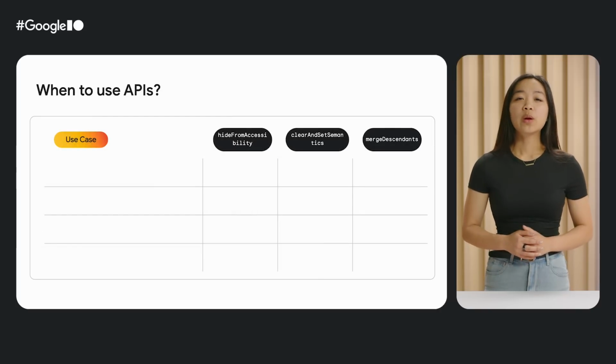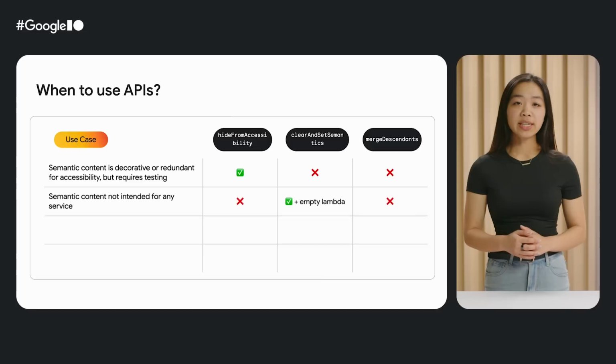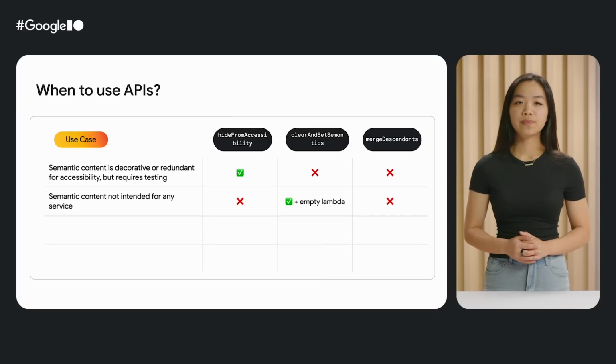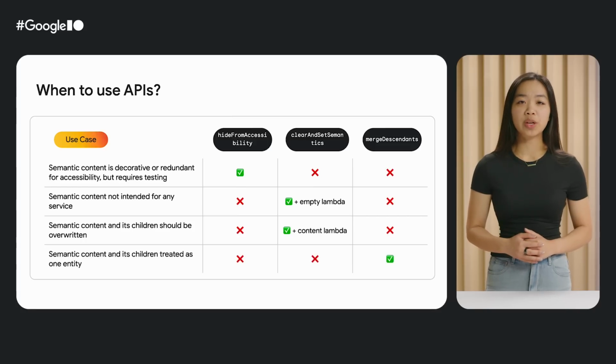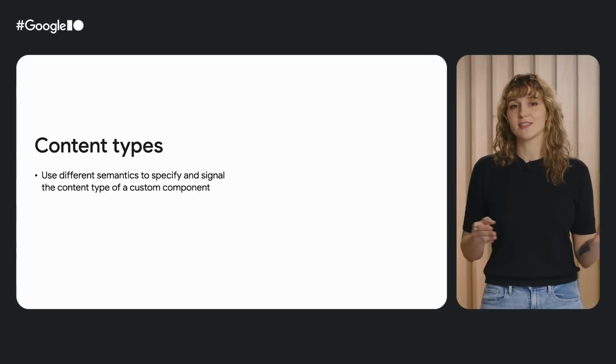We've covered quite a few APIs and concepts. To recap, when content is not intended to be used by accessibility services, use Hide from Accessibility when it is possibly decorative or redundant, but still must be tested. Use clear and set semantics with an empty lambda when parent and children semantics need to be cleared for all services. Use clear and set semantics with content inside the lambda when a component's semantics need to be manually set. And when content should be treated as one entity with all children information needed to be considered complete, use merge semantic descendants.